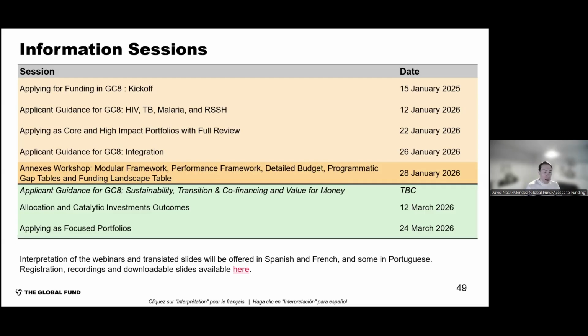Reminder that today we did not cover the differentiation for these annexes for focus portfolios, and we will be covering some of these differentiations at the session planned for 24th of March 26. Register for that if you haven't already. As also mentioned, there are going to be some other information sessions, some webinars, some planned videos coming up on some of these annexes. And finally, all of the annexes and the applicant guidance will be ready towards the end of February. So we look forward to being able to share that with you soon.